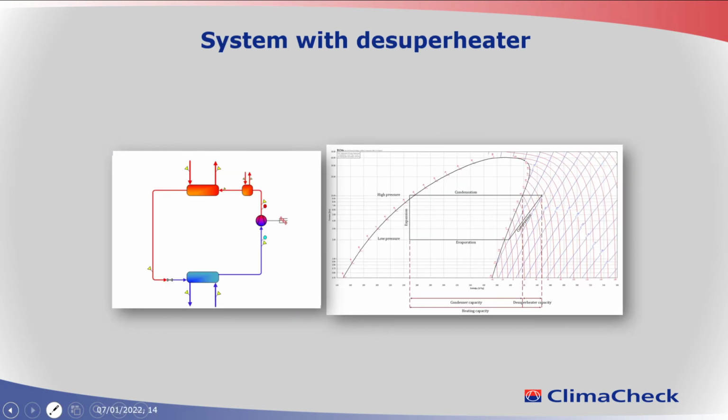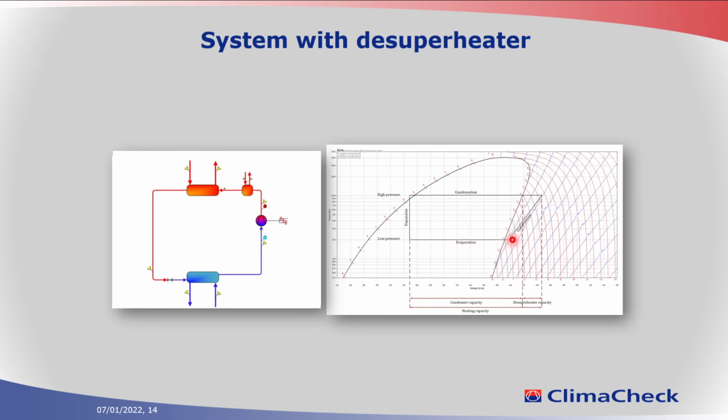Some examples here of different types of systems. We have just looked at the very simple one, just evaporator, condenser, compressor so far. Here we have some examples of how that looks in the HLOP diagram. To start right here, we have a system with a desuperheater. So we have added another heat exchanger here on the high pressure side. We have the desuperheater, and then we have the condenser. So in the HLOP diagram, this looks the same.